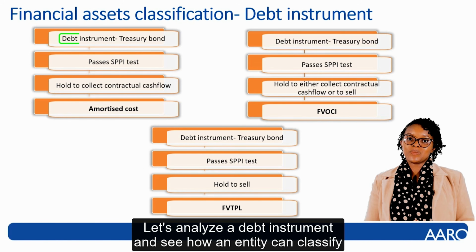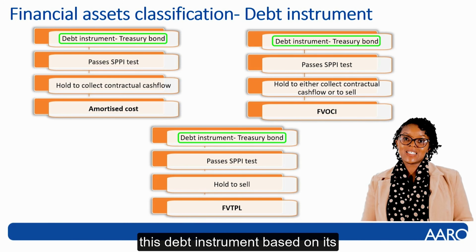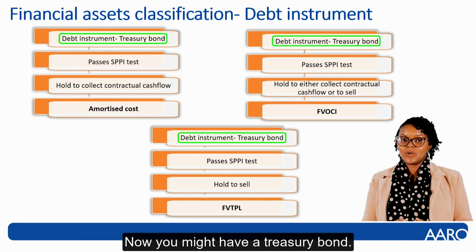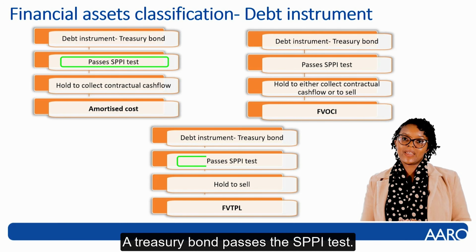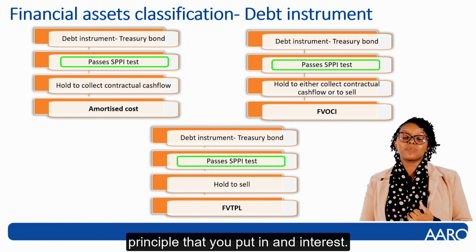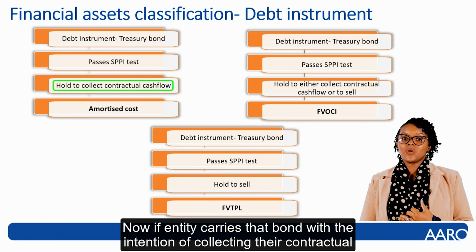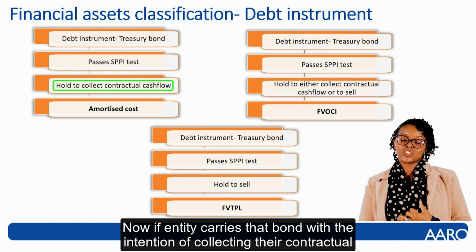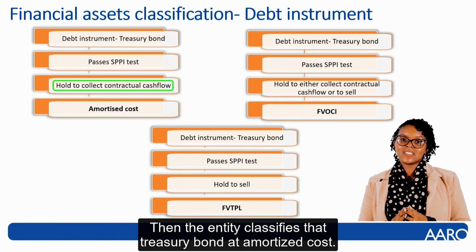Let's analyze a debt instrument and see how an entity can classify this debt instrument based on its business model. Now, you might have a treasury bond. A treasury bond passes the SPPI test. Why? The cash flows that you're getting from the treasury bond is basically the principal that you put in and interest. Now, if an entity carries that bond with the intention of collecting the contractual cash flows over the lifetime of that bond, then the entity classifies that treasury bond at amortized cost.